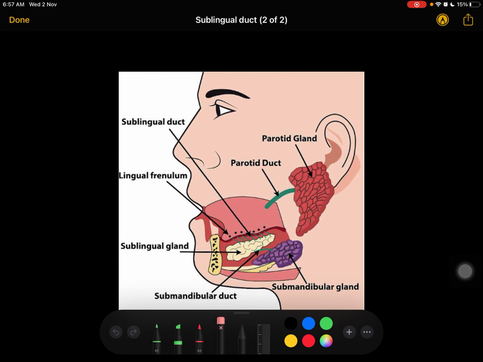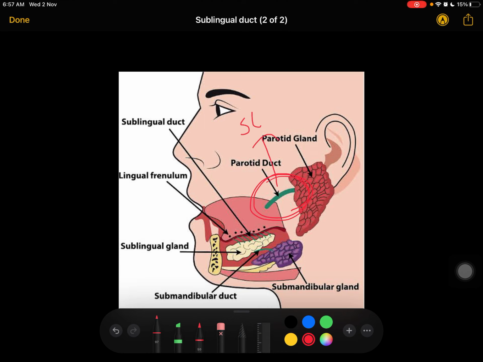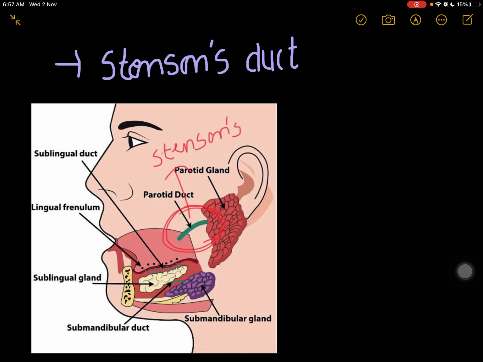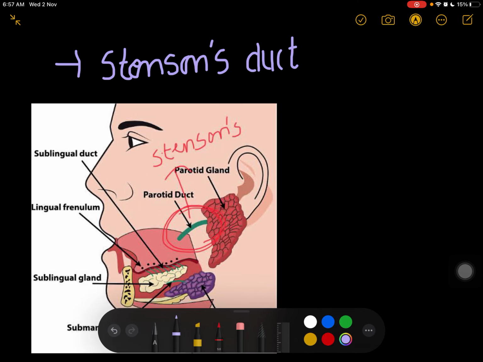I was talking about this duct. This is known as Stenson's duct, a duct which is connecting the parotid gland to the mouth. The work of the salivary glands is to produce saliva, and this saliva will be secreted into the mouth through the duct known as Stenson's duct. The length of Stenson's duct is 5 centimeters.